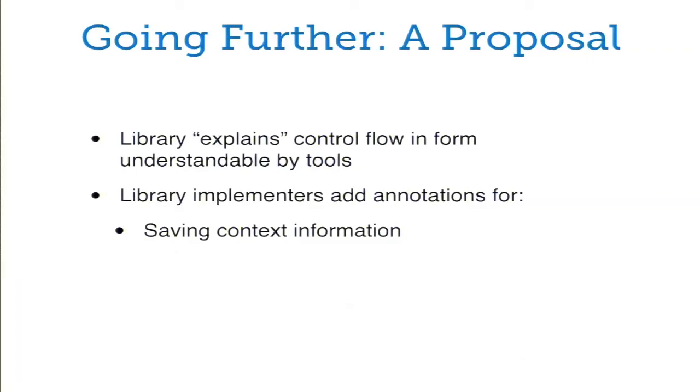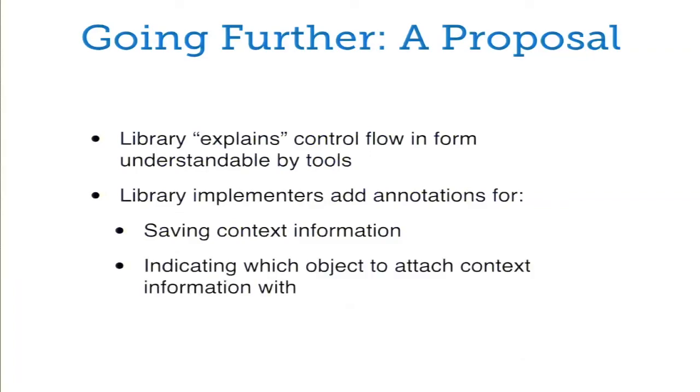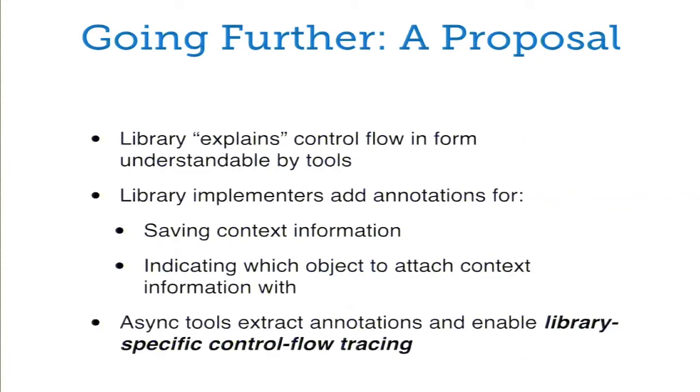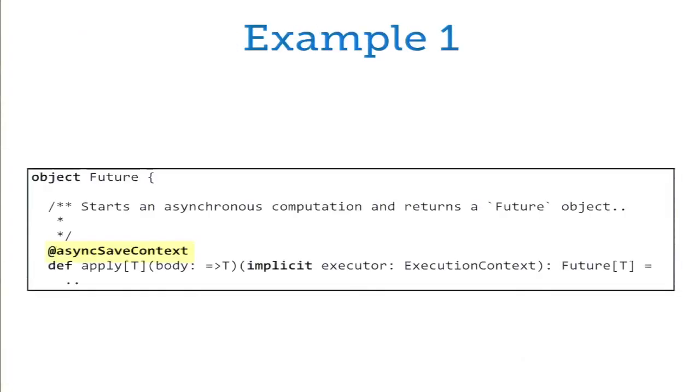So what I mean by that is that as a library implementer, why not add annotations or hints that can tell my async debugger where to save context information, the call stack at the invocation site, and I can also include information about where this context information should be attached to. And then of course my tools could extract these annotations and show me library-specific ways to explore this control flow.